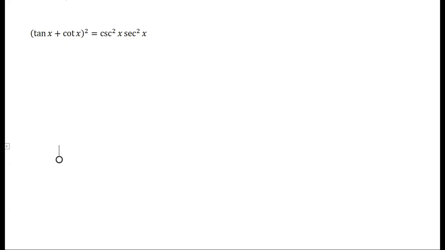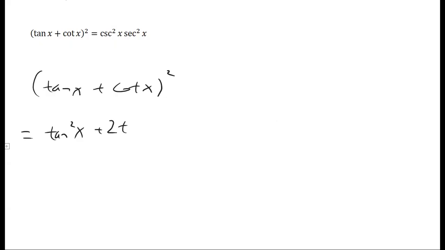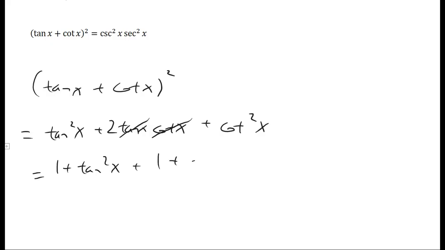Tangent x plus cotangent x quantity squared is cosecant squared x secant squared x. The left-hand side, we can expand out to simplify to cosecant squared x secant squared x is what I'm thinking. So let's expand the left-hand side. So tangent x plus cotangent x quantity squared equals tangent squared x plus 2 tangent x cotangent x plus cotangent squared x. Well, tangent x, cotangent x, they multiply to 1. So we get, and then this 2 we can break up as 1 plus tangent squared x. Okay, and then we have 1 plus cotangent squared x.